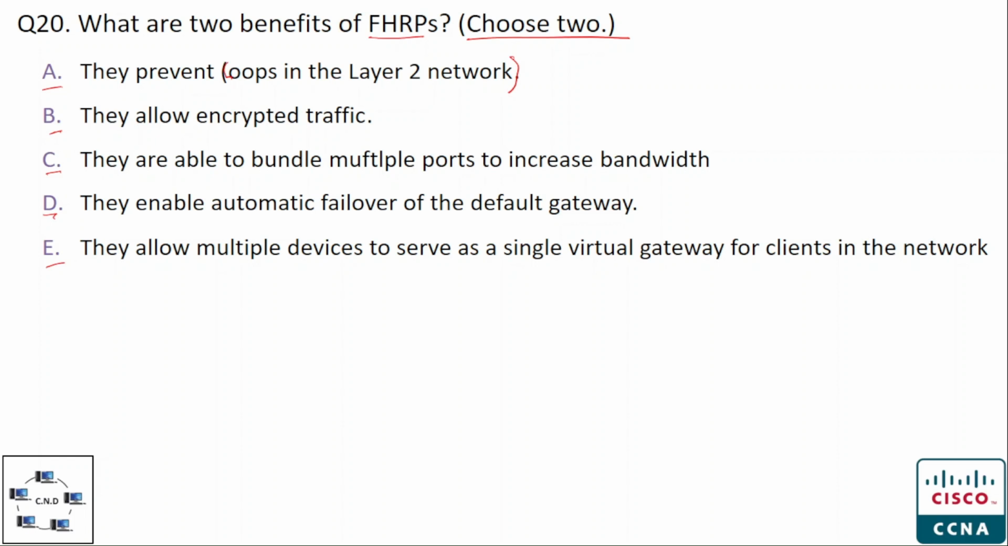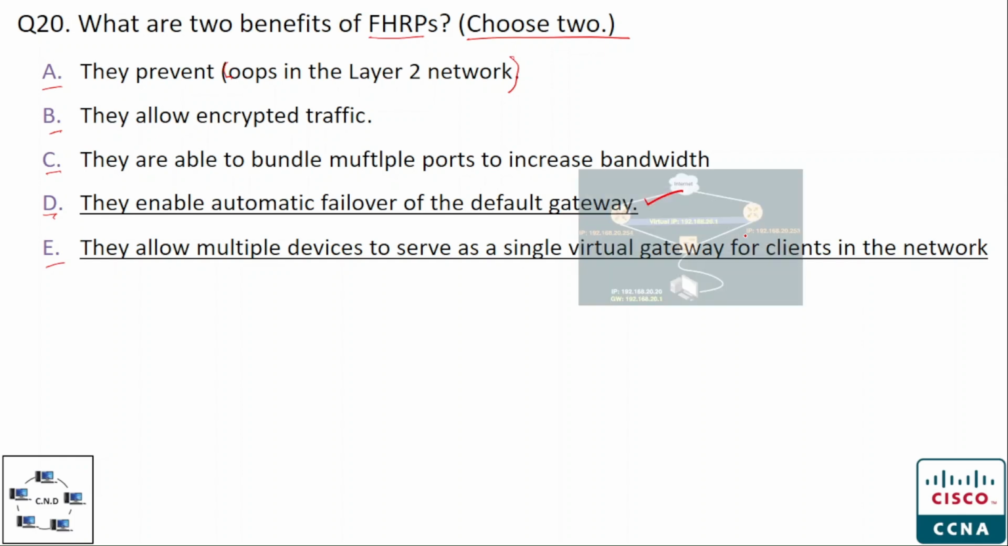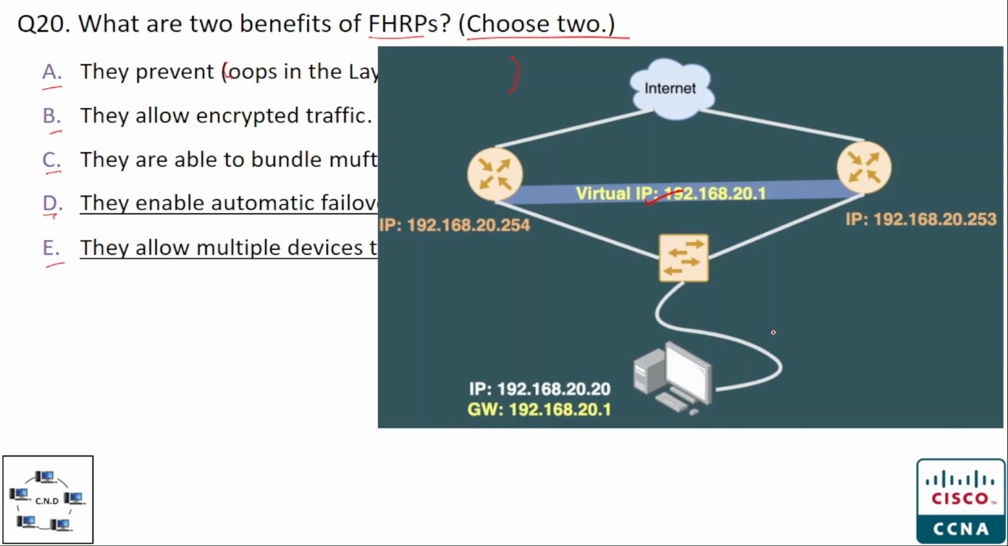And the first correct option is that first hop redundancy protocols enable automatic failover of the default gateway. I will explain these in a bit. And the second correct option is that they allow multiple devices to serve as a single virtual gateway for clients in the network. So how is this done? Let me bring up this diagram.